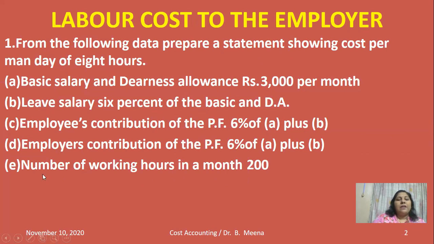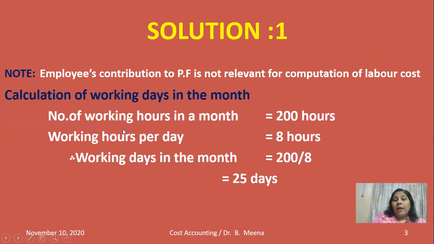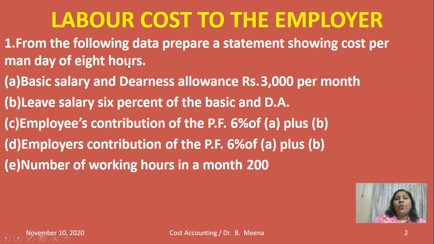Why is this information given for this problem? Number of working hours in the month 200, because we need to calculate the labor cost per man day of 8 hours. But the information about the salary is for a month. So we need to convert these details for a month into a day. That's why the information for number of working hours in a month was given. So 200 working hours in a month, and 8 hours in a day. Truly speaking, how many days are worked in the month? First of all, we need to work that out.